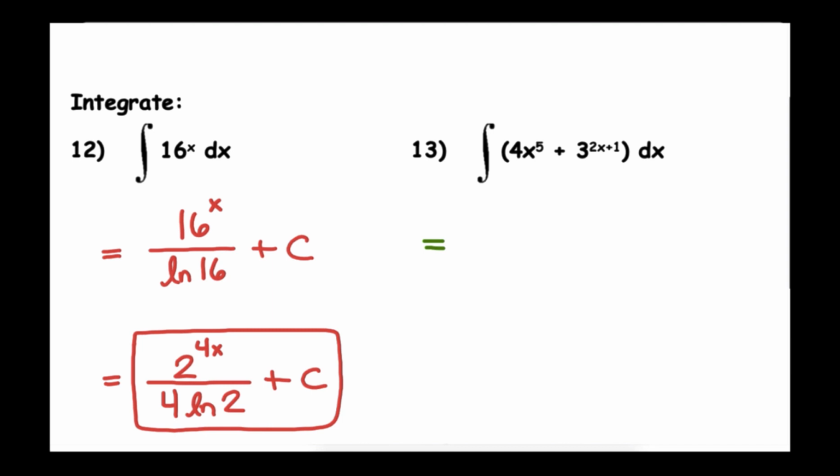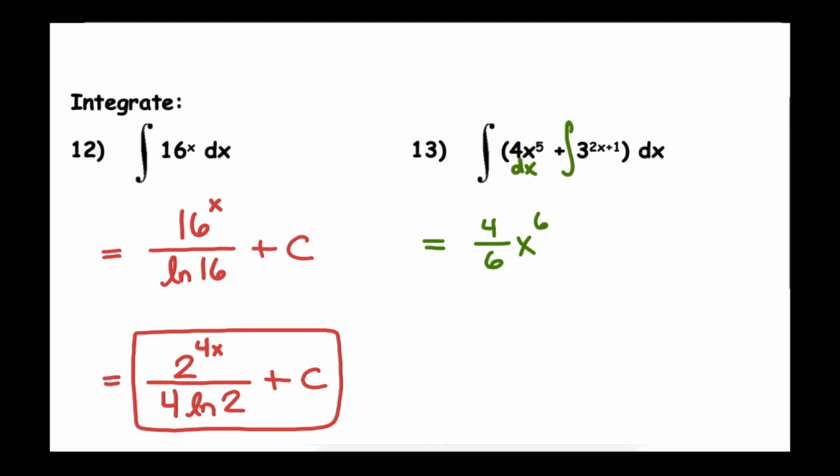All right, number 13. 13 is actually 2 separate problems here. The first part, just up by a power, divide by the new power. So that's going to be 4/6 x to the 6th, which will become 2/3 x to the 6th eventually. And then we have the second part.